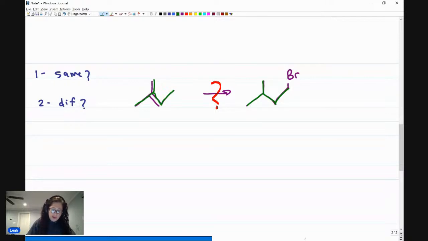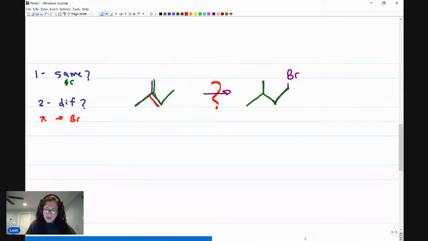So the entire carbon chain is the same. And what's different is that I have a pi bond on my starting molecule and I have a bromine on the product, which looks pretty easy. I just have to convert my pi bond into a bromine.